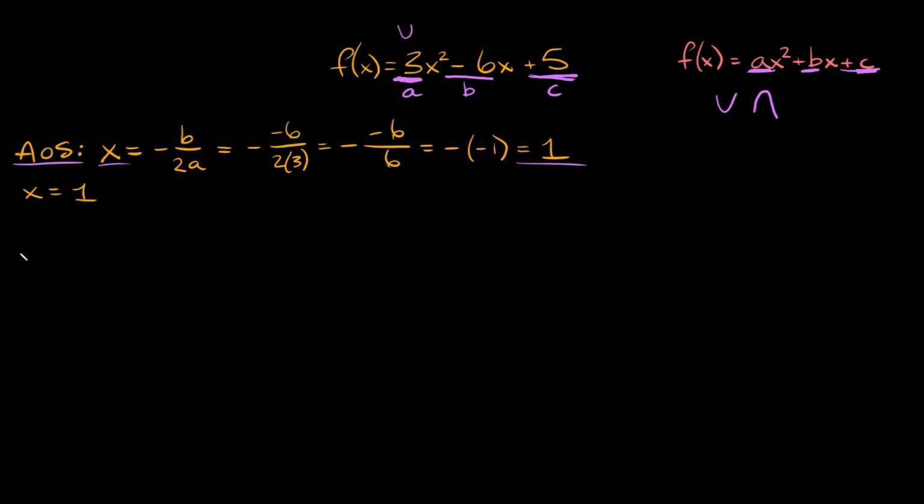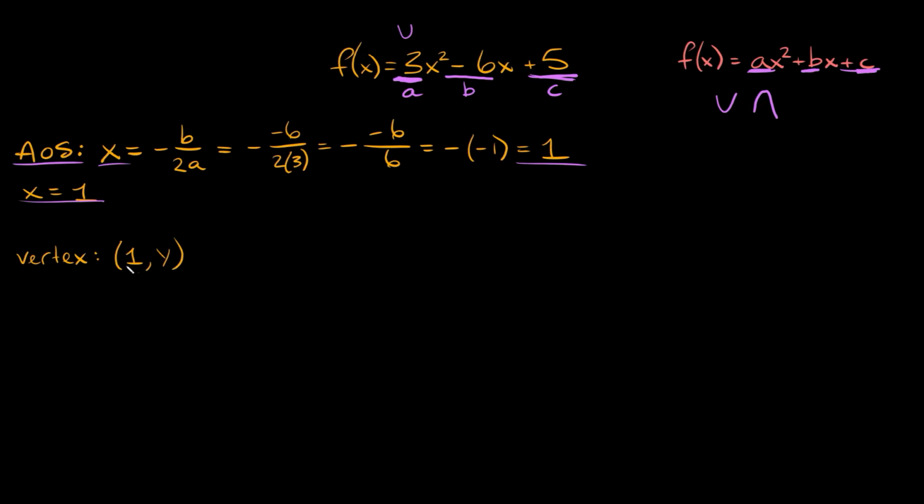Okay, and now we need to find the vertex. Now to find the vertex, we can actually use the axis of symmetry, right? Since we know the axis of symmetry is at x is equal to 1, and the axis of symmetry also runs straight through the vertex, that means we know the x-coordinate for the vertex, right? So it would just be 1. But we also need to find the y-coordinate, right? So how do you do that?